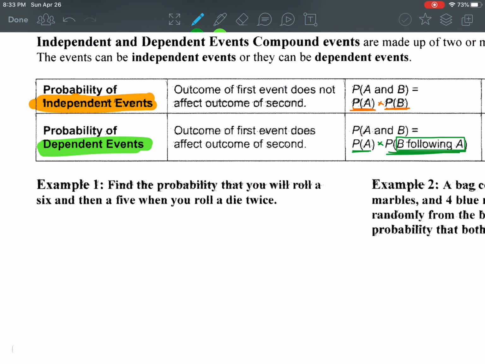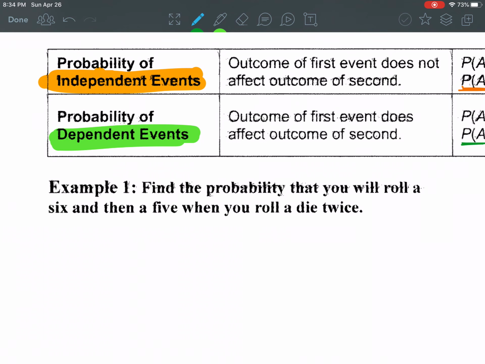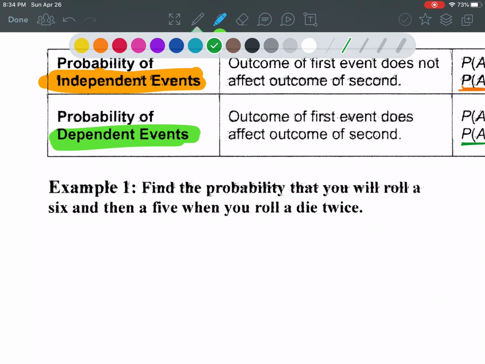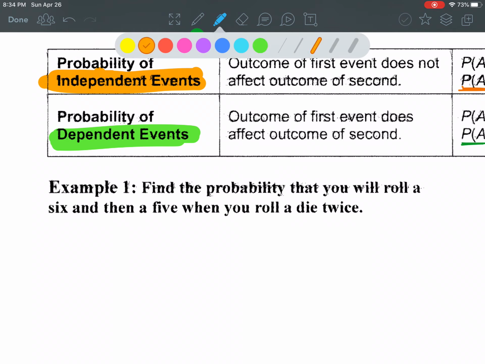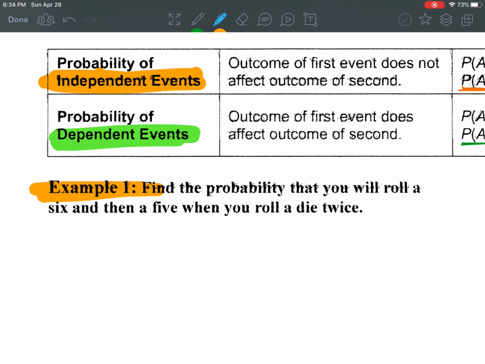So example 1, find the probability you will roll a 6 and then a 5 when you roll a die twice. So let's think about this. If I pick up a die and I roll it, I get a number, okay? If I pick it up again, is that first thing that happened going to affect the second roll? Those are completely separate things we're doing, okay? We're picking up a die, rolling it, picking up again, rolling it again. So these are independent, okay? So I'm going to highlight this in orange to show you it's independent, okay?